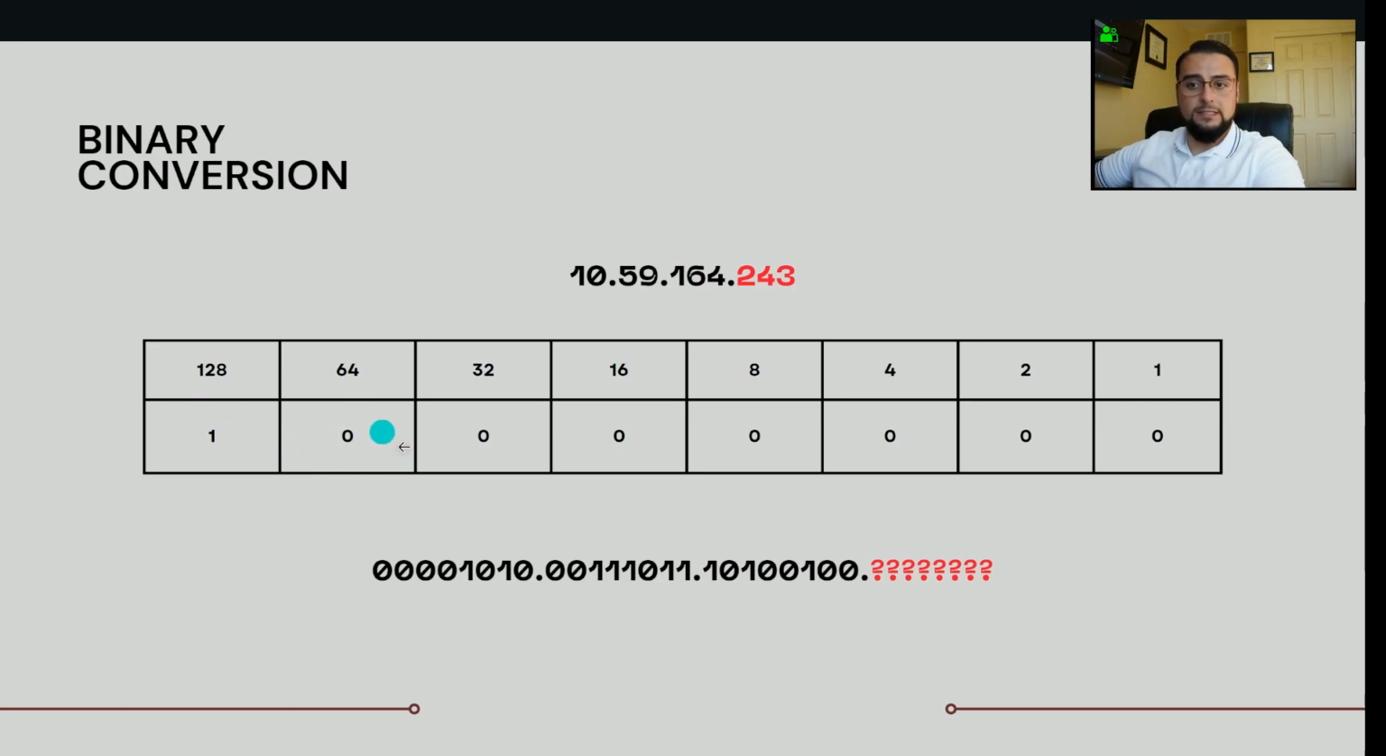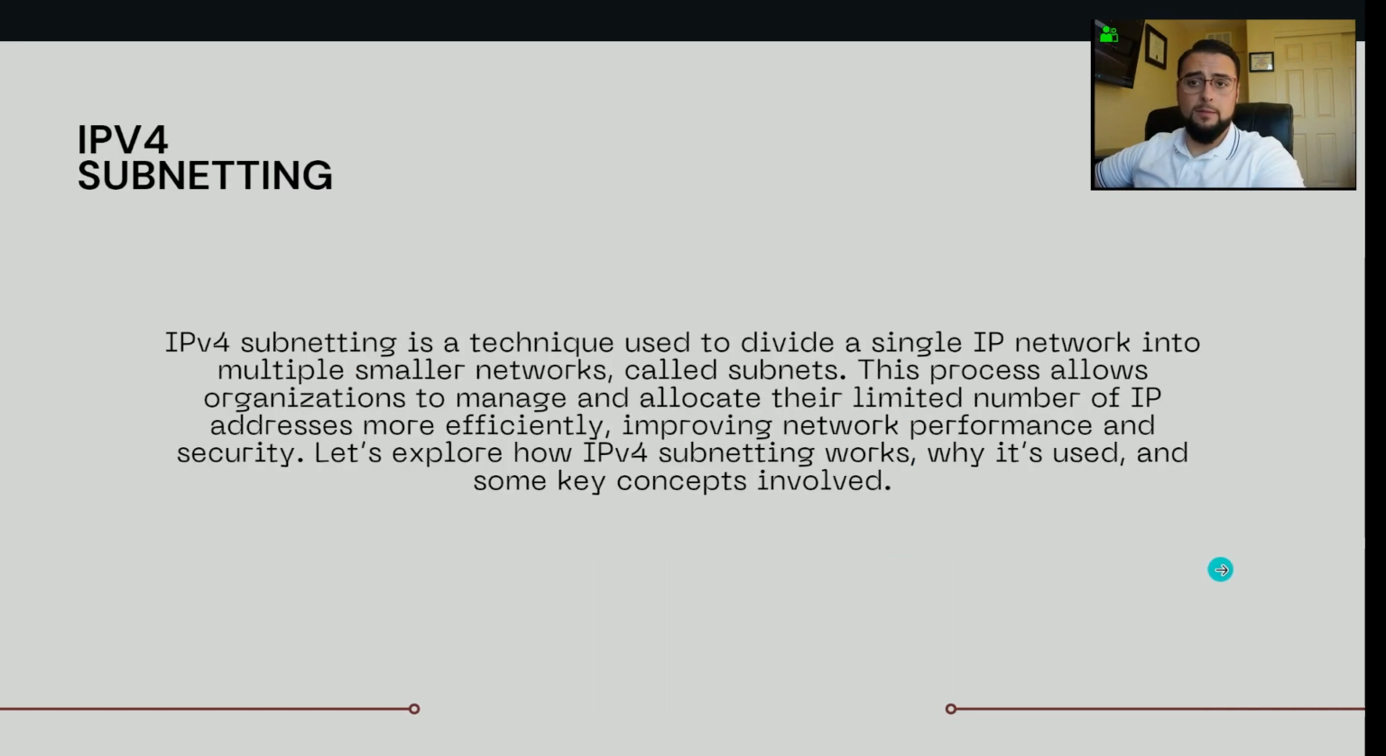And finally, for the last octet, we're going to start over here. 128 works for us. 64 works for us. 32 works for us. 16 as well. That gets us to 240. If we added 8, it'd be 248. That's too much. If we added the 4, that'd be 244. That's also too much. But 242 works. And then 243 gets us there exactly. So final binary value is 11110011.